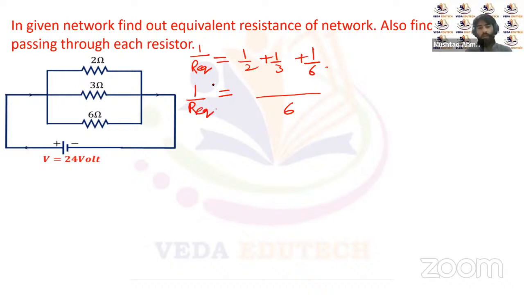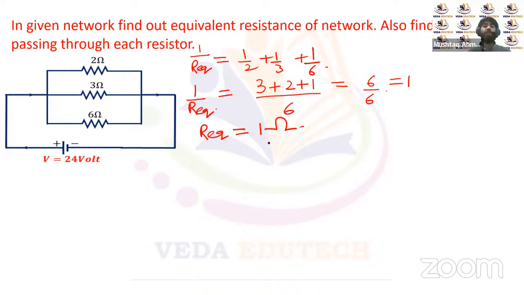So we'll have here 3, and here 2, and here 1. That's 3 plus 2 plus 1, that's 6, and 6 over 6 is equal to 1. So R equivalent is equal to 1. That means the equivalent resistance for the three resistors, 2 ohm, 3 ohm, and 6 ohm, is 1 ohm, right? So we can write this circuit in this fashion also.